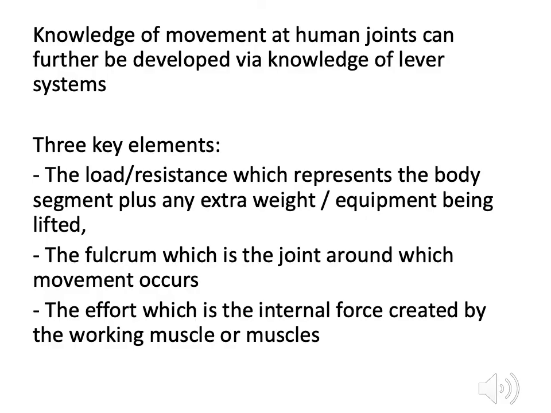Our knowledge of movement at human joints can be further developed by understanding lever systems. Within the human body, our bones act as levers. Joints function as the fulcrums or the pivot points of these levers. So a lever can be defined as a rigid body that moves around some fixed point, that being the fulcrum. And any individual lever will be acted upon by two distinct forces: the effort, which causes movement, and the resistance or load, which opposes the movement.